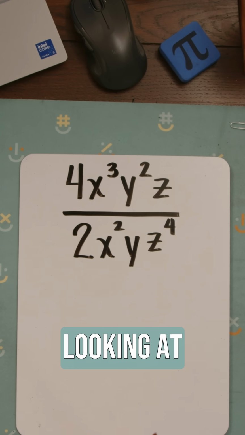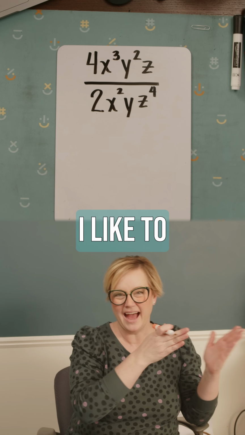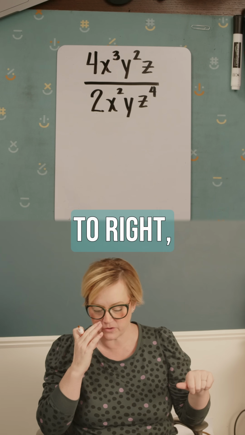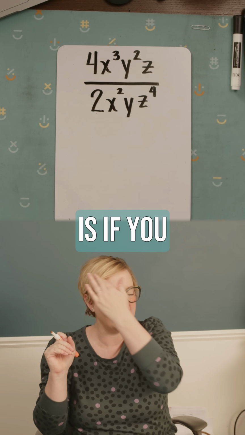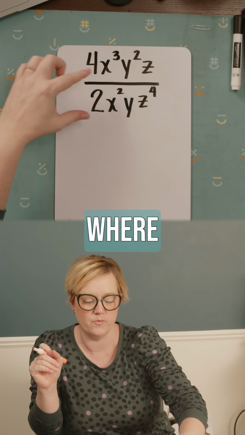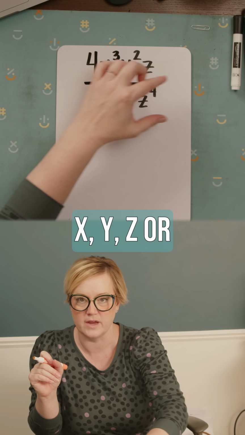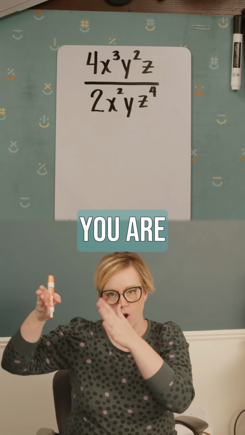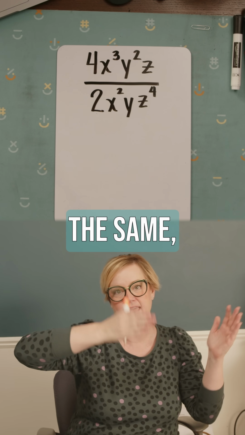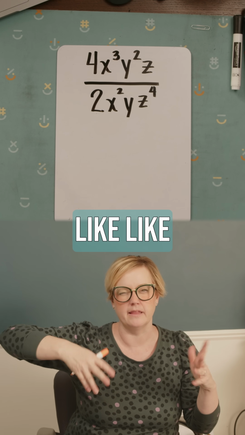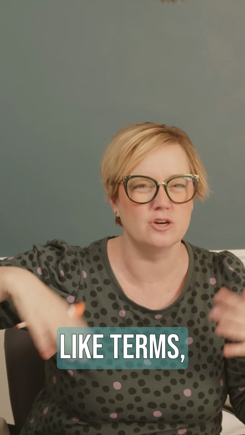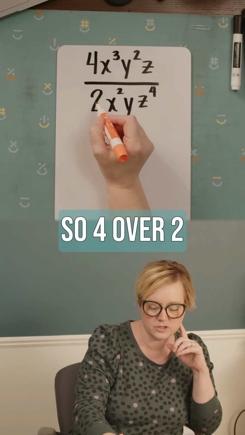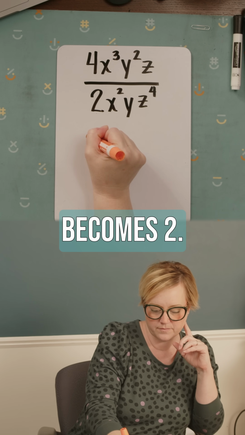So when we're looking at this, the first thing I like to do is work left to right. If you're going to work left to right, what I would also recommend is, if you are given a problem where the variables are not in the same order, like XYZ or ABC, move them around so you are looking at them all in the same order. It's not exactly like terms, but same variable, things like that, right? So 4 over 2 becomes 2.